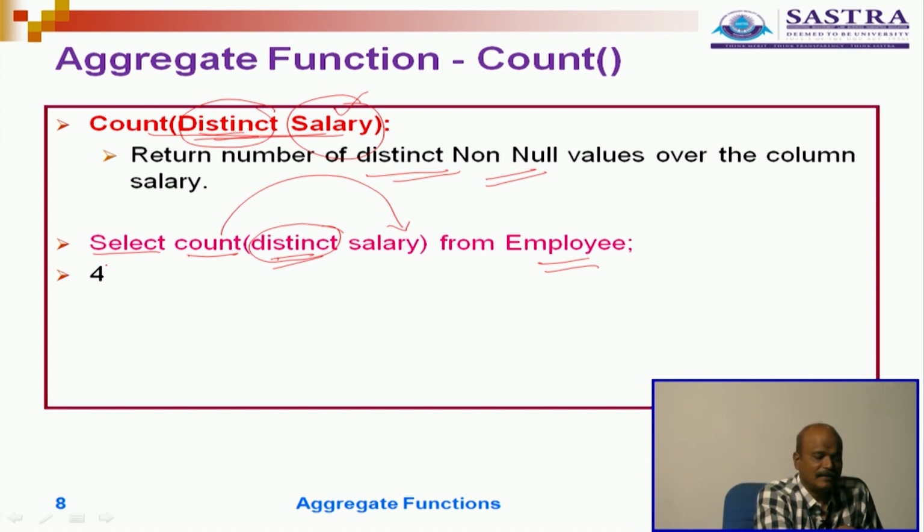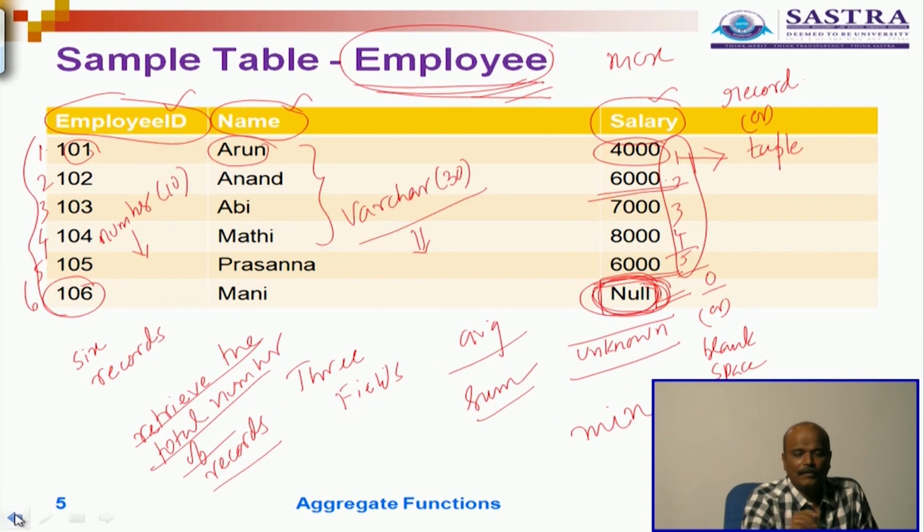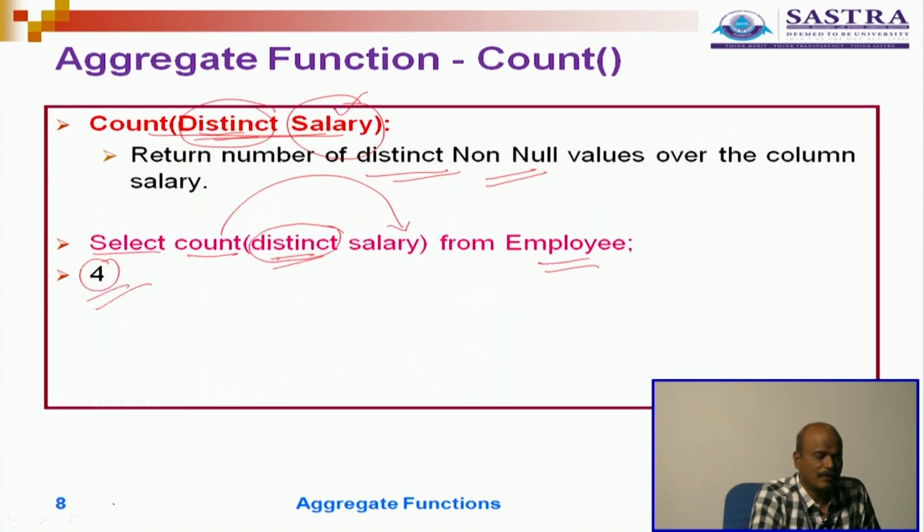Now you can visualize the difference. If you see the output, the output given by the system is 4. Okay. So what is the reason? Because in the employee table, you are having 2 employees with the same salary called 6,000. So 1, 2, 3, 4. This is the duplicate value and this is the null value. So these 2 records will be skipped. So your output is going to be 4.